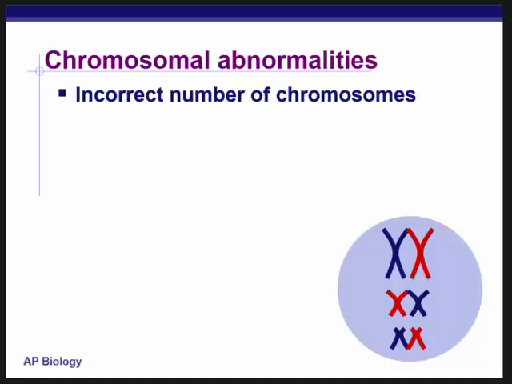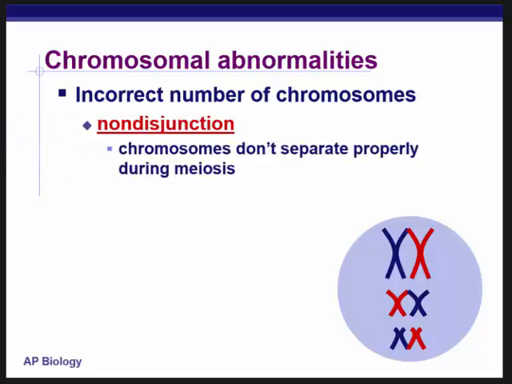First of all, you can get the incorrect number of chromosomes from a process called non-disjunction. Non-disjunction is when the chromosomes don't separate properly during meiosis. So you end up with too many or too few chromosomes in each of the gametes produced.